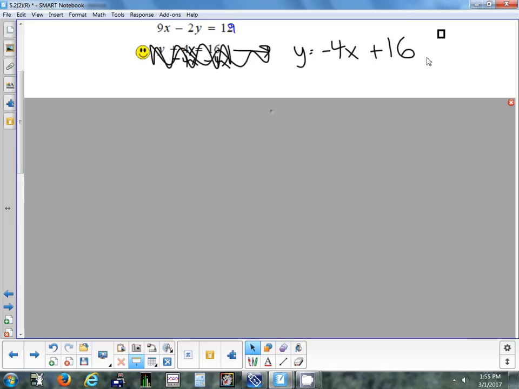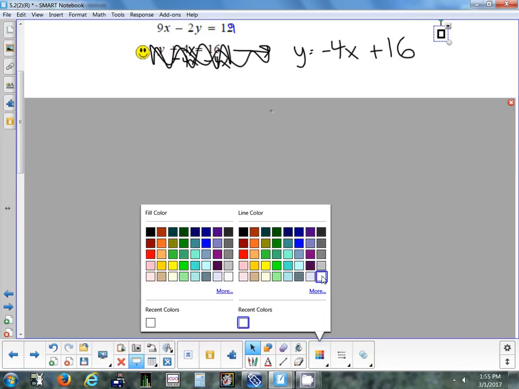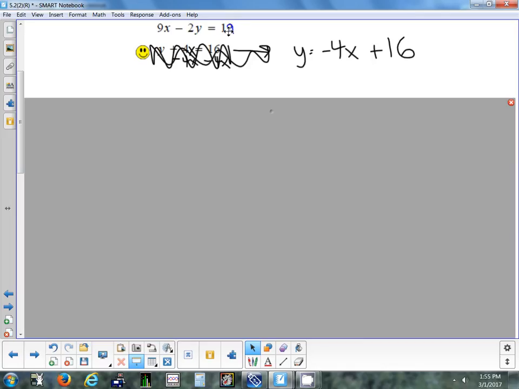Liam, put parentheses around where you're going to substitute. All right, so what am I substituting for, y or x? Tell me what I'm putting parentheses around. What y is equal to. Yeah, so I'm going to put parentheses around this, right?